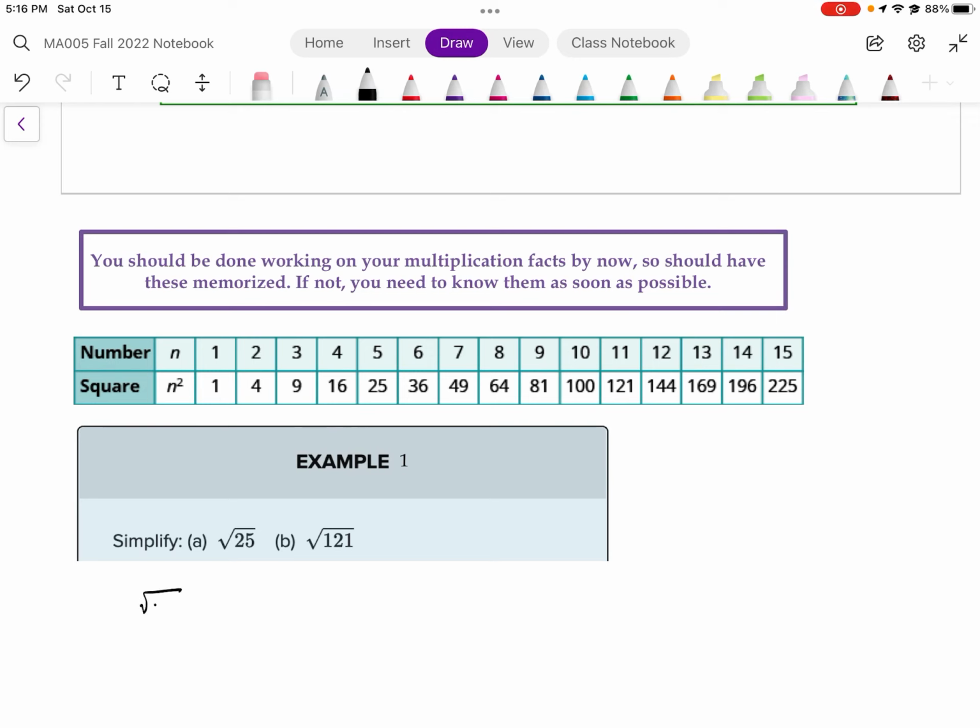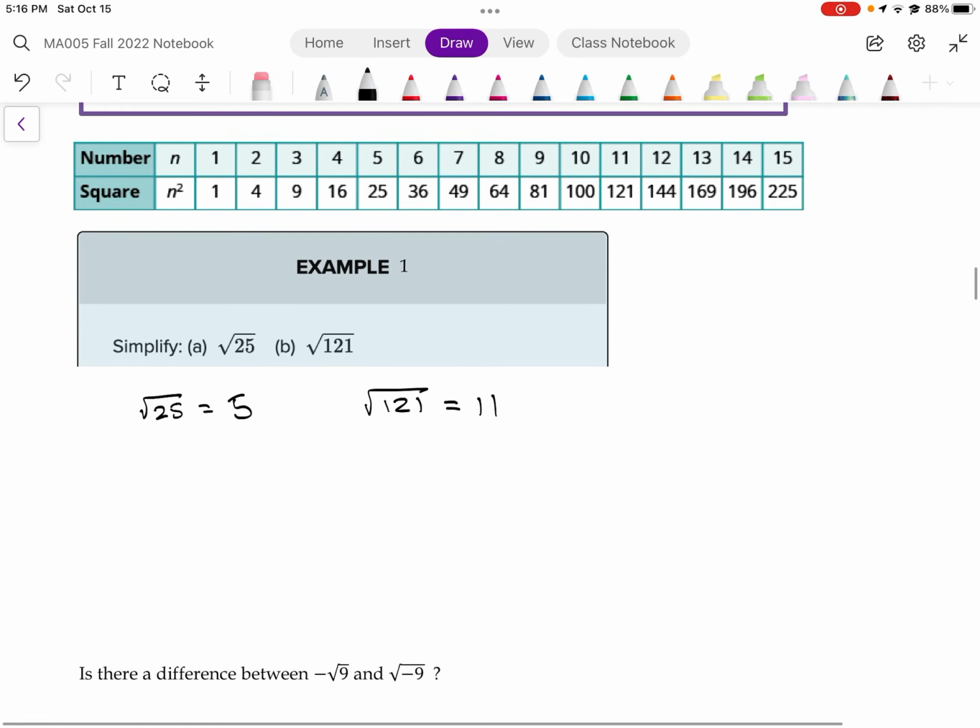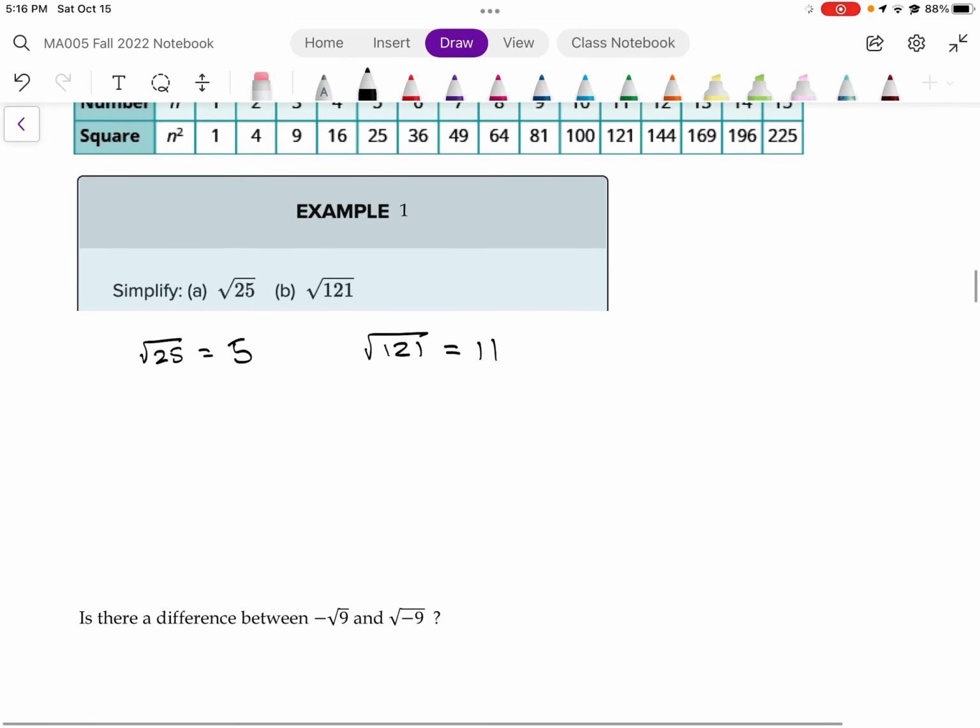So the square root of 25 is 5, and the square root of 121 is 11, and I would recommend going and finding some flashcards or something if you still don't have these memorized. All right, so is there a difference between negative square root of 9 and square root of negative 9?